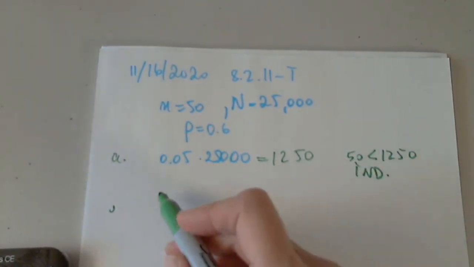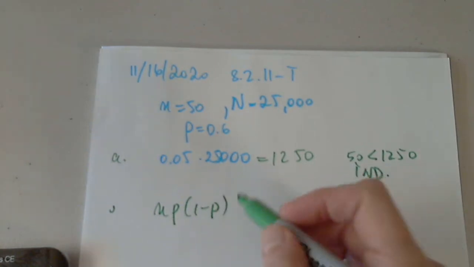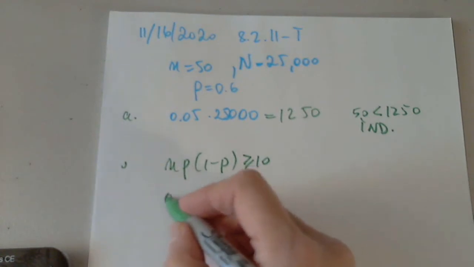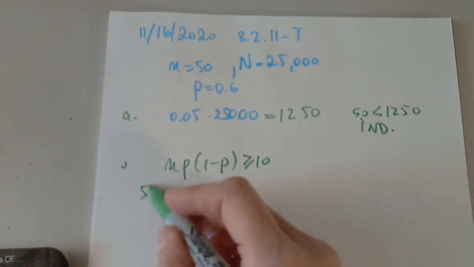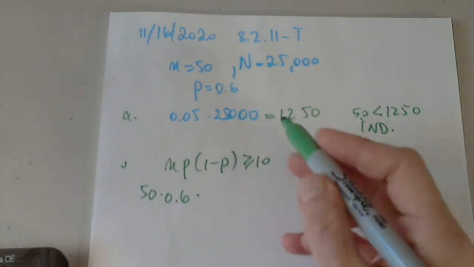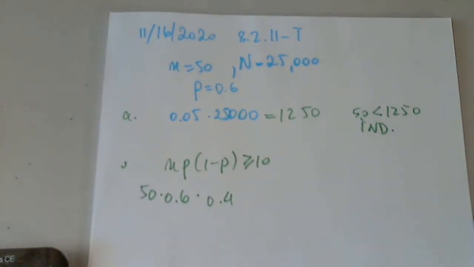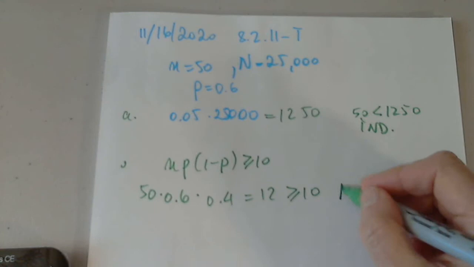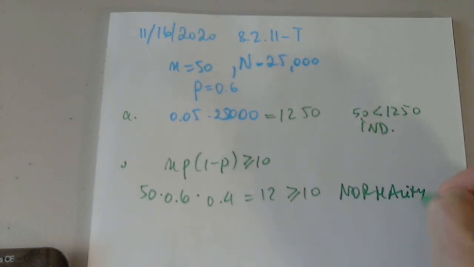In the second one, np(1 minus p) has to be greater than or equal to 10. So let's calculate that. 0.6, n is 50, times 0.6 times 1 minus 0.6, which is 0.4. So 50 times 0.6 times 0.4, and I got 12, and it is greater than or equal to 10. So normality is fulfilled. So then the answer is approximately normal, and yes, that's correct.